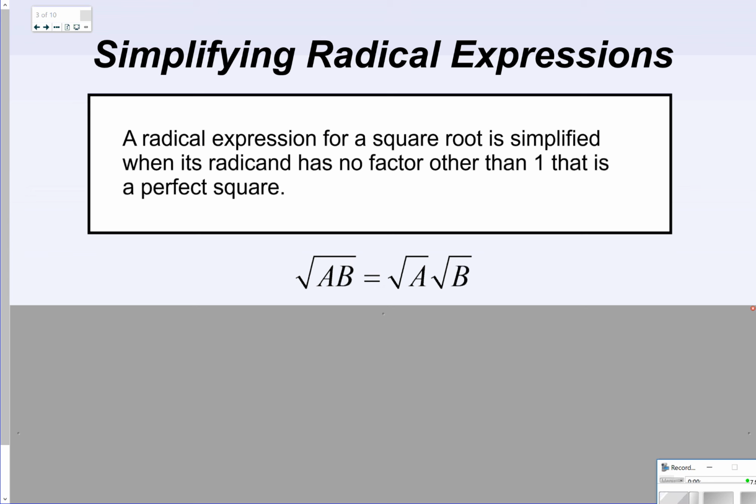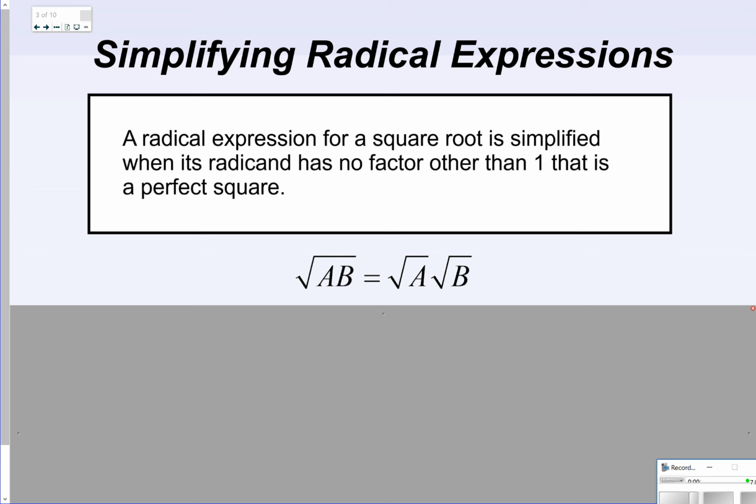In this video, we'll learn how to simplify radical expressions. First of all, let's understand what it means to simplify a radical expression. A radical expression, for a square root in particular, is simplified when its radicand has no factor other than one that is a perfect square.